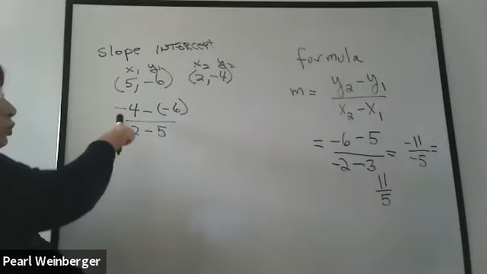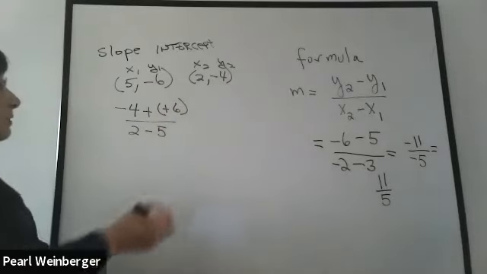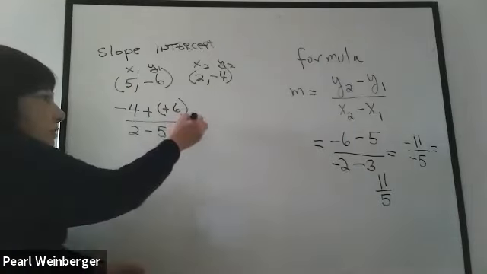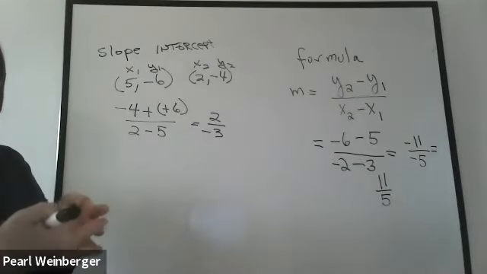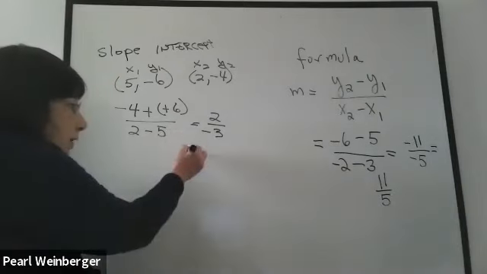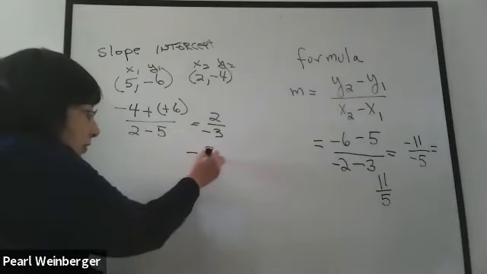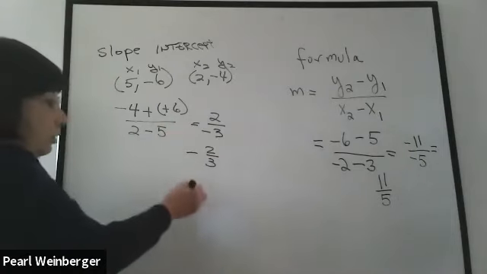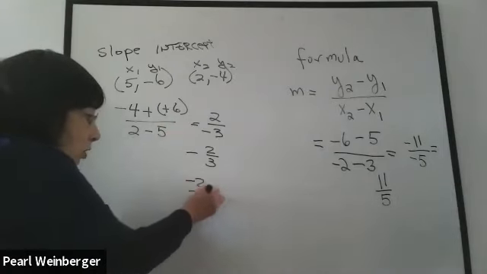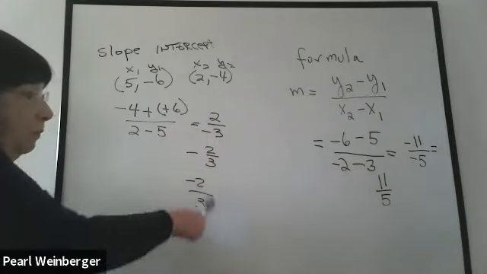Okay, how did you get 2? Because -4 minus -6 turns into a positive. Right, two negatives make a positive, so -4 plus 6 equals 2. And then 2 minus 5 equals -3. Right. And 2 over -3 is a perfectly good way of writing it. You could also write it with the negative in front, -2/3, or you could also write it as -2 over +3. They all mean the same thing.